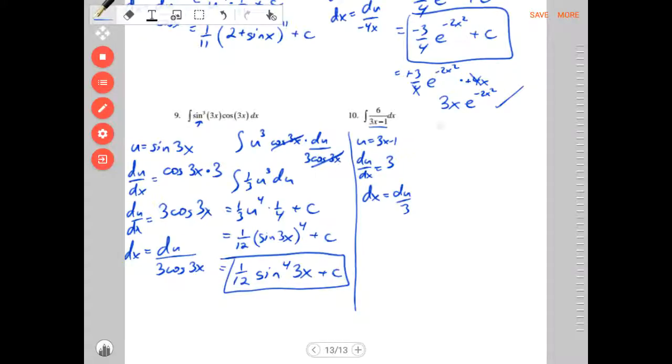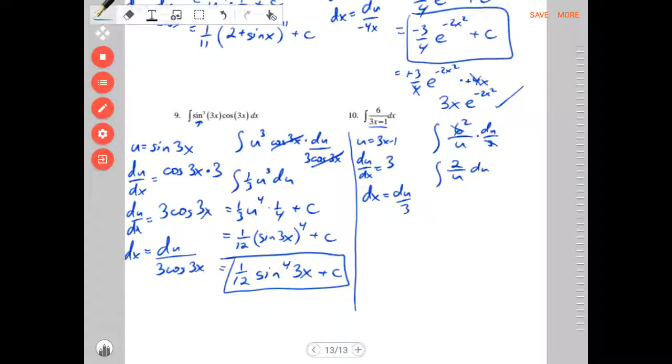So watch what this becomes. The integral of 6 over u, and then dx was du over 3. So the 3 and the 6 reduce. So that is the integral of 2 over u du.